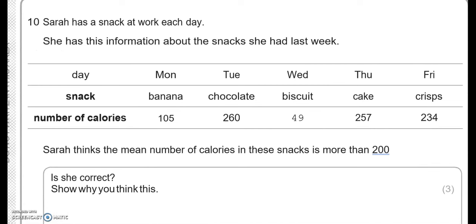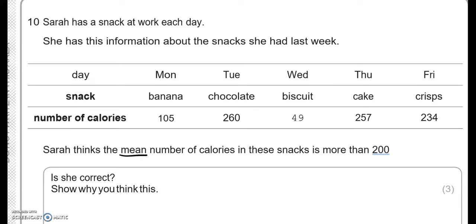Sarah has a snack at work each day. She has this information about the snacks she has had last week. I've got days, Monday, Tuesday, Wednesday, Thursday, and Friday, and the type of snack, number of calories. Sarah thinks the mean number of calories in her snacks is more than 200. Is she correct? Show why you think this.